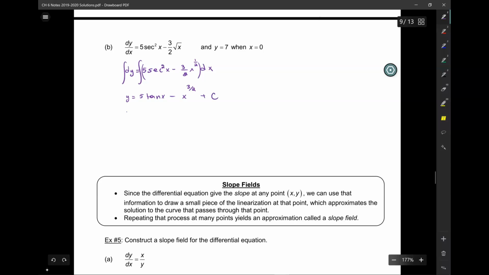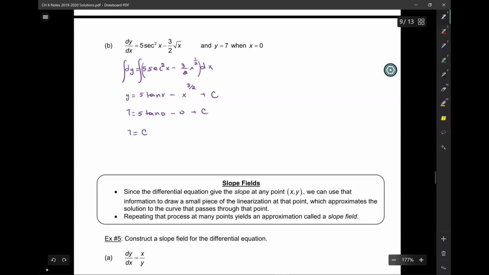Okay, 7 equals 5 tangent of 0 minus 0 plus c. So how much is c? 7. Oh, so I get 5 tangent x, yikes, minus x to the 3 over 2 plus 7.